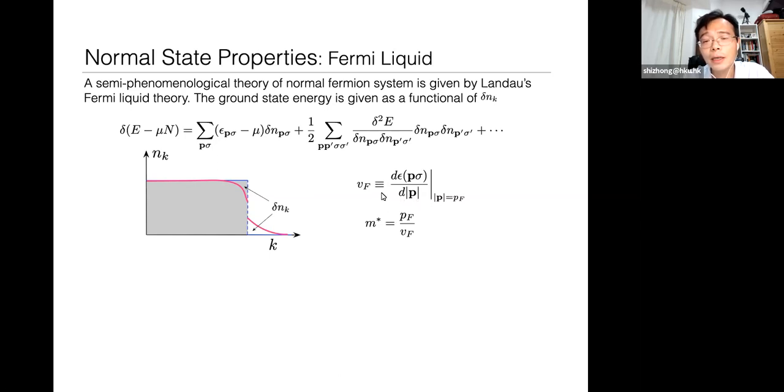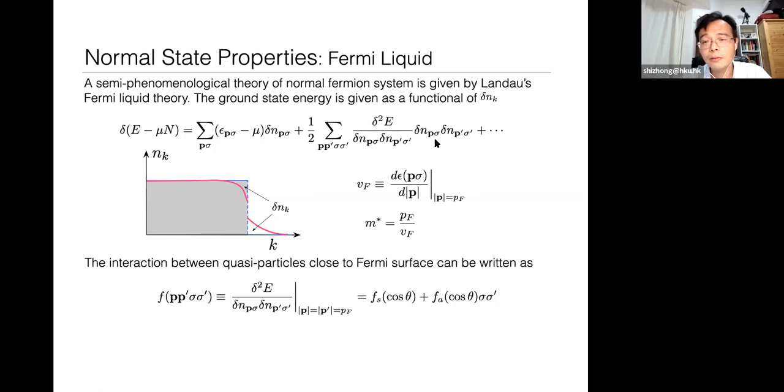So in that case, the dispersion obviously will change. You can define the Fermi velocity by simply taking the derivative of E_p with respect to the magnitude of p. And then the effective mass is simply given by the Fermi momentum divided by v_F. So these are a few parameters which describe essentially the quasi-particle dispersion close to the Fermi surface.